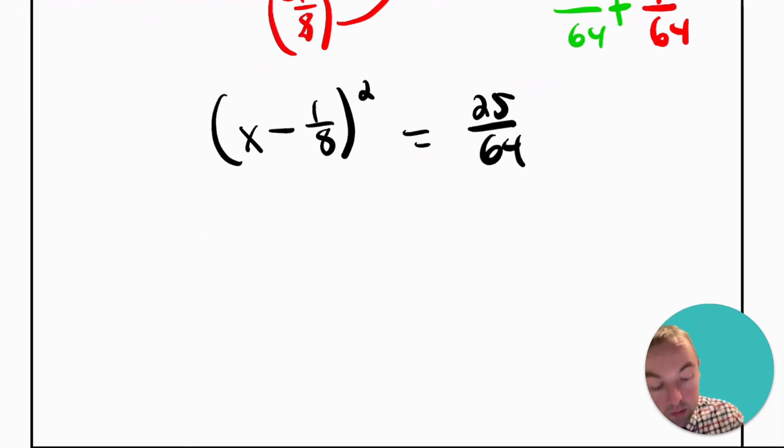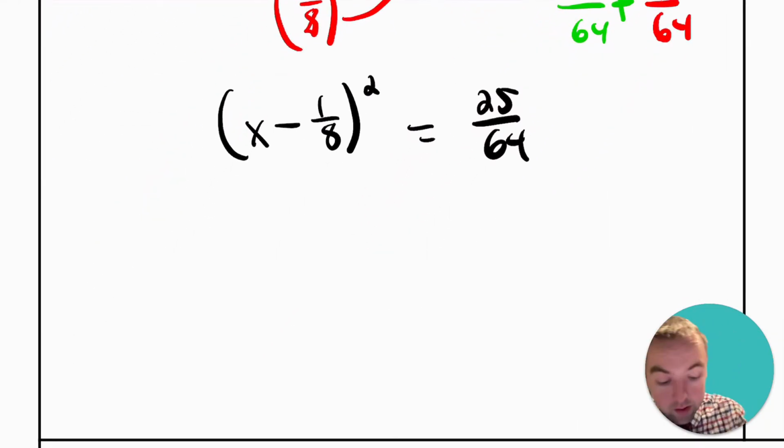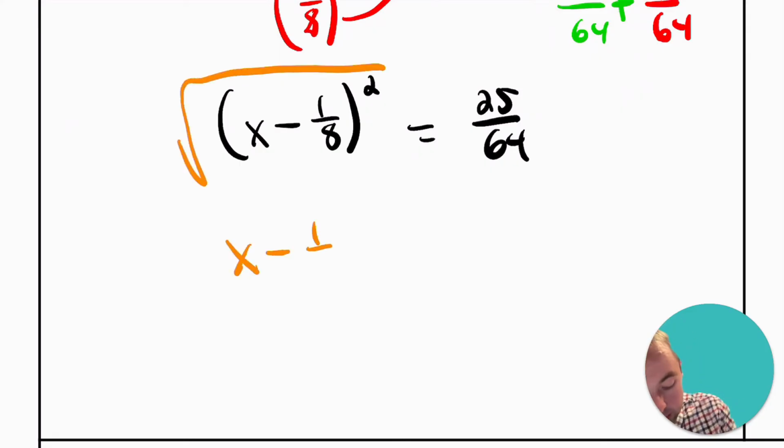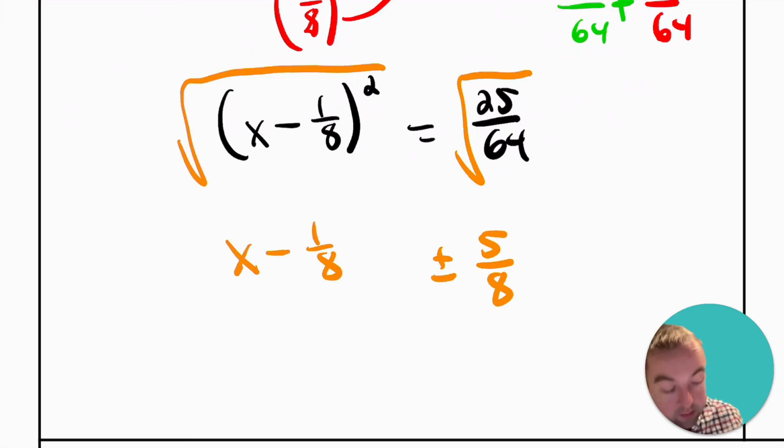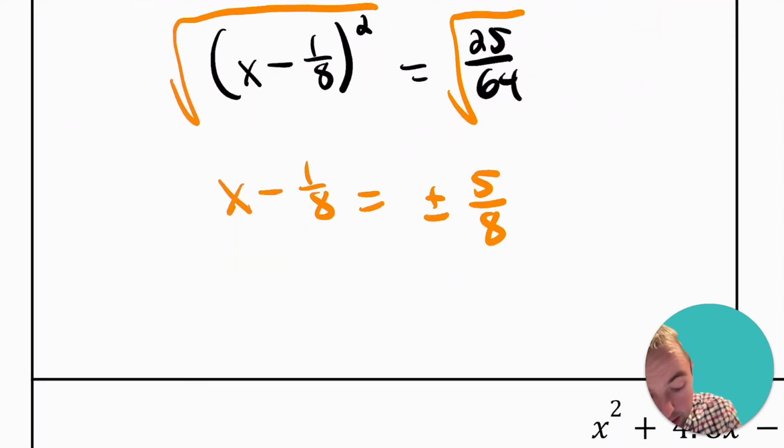All right, so now with this equation right here, we can use the square root property to isolate just the x minus the 1/8. And then if you square root that, it turns out that both the numerator and denominator are perfect squares, so we got 25 and 64. So you end up with plus or minus 5/8, since those are the square roots of those couple numbers. And then you can just add the 1/8 to get the x alone.